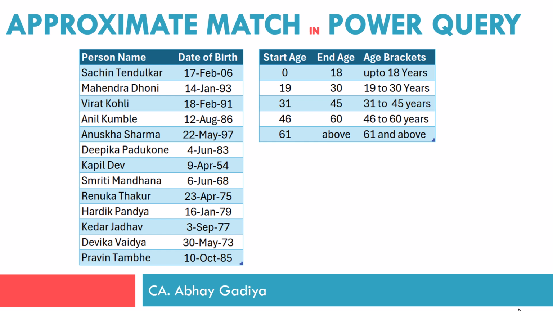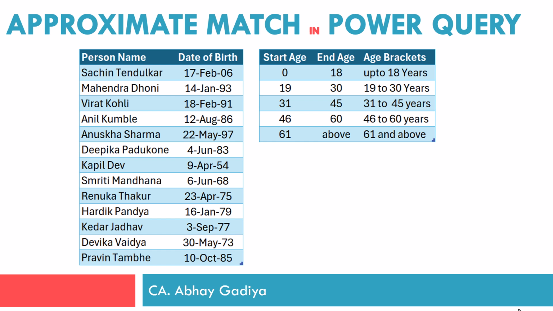If you have used different joins in Power Query, you must have noticed that you can perform the exact match and fuzzy matching only using joins in merge queries. In real life, there is one scenario where these joins do not work, and that is called an approximate match. Here on screen, I have shown you a dummy dataset of people with their date of birth.